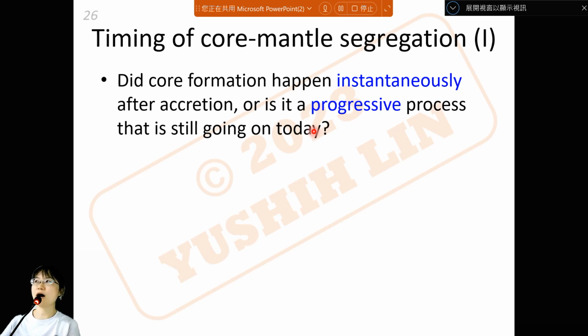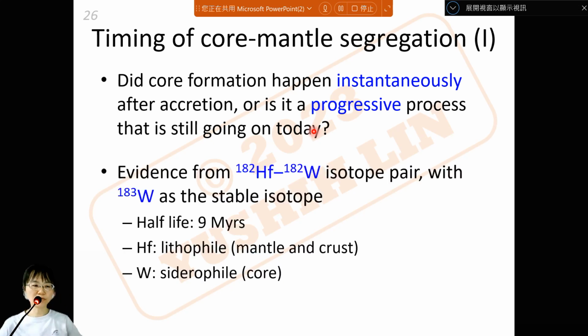When you are talking about liquids, like organic solvent versus water, you shake, they will almost immediately separate. You have no problem understanding that. However, now we are talking about solid. Do they also separate quickly? That's something that needs to be investigated. It's not that intuitive. That's why scientists use the hafnium-182 and tungsten-182 isotope pair with tungsten-183 as the stable isotope.